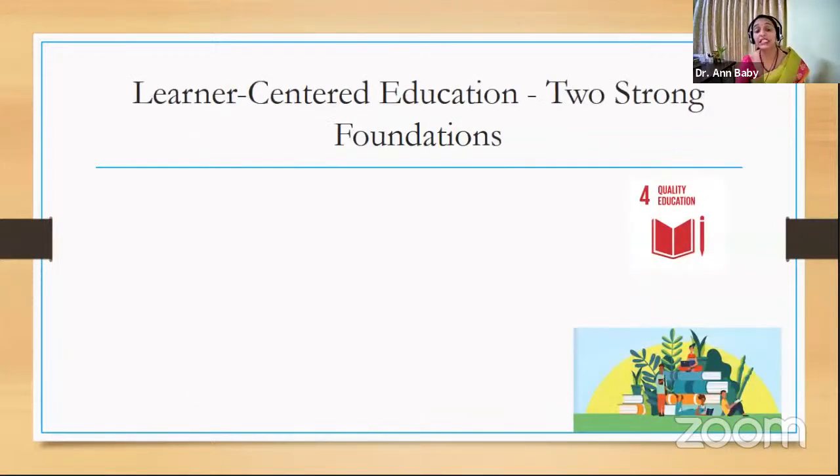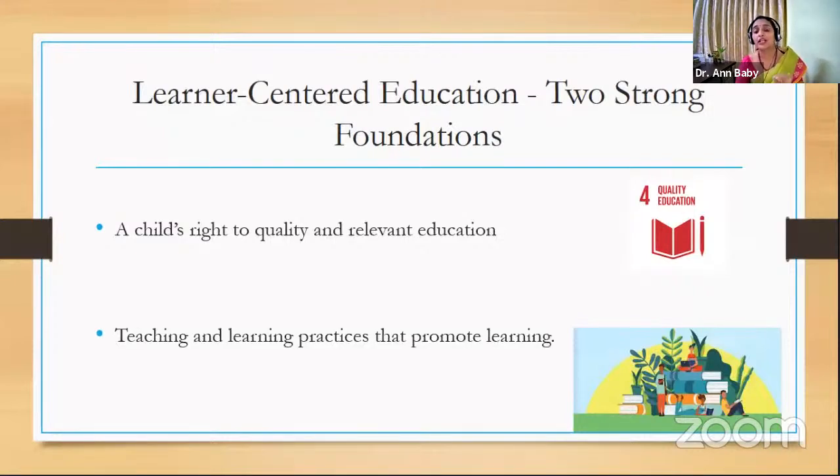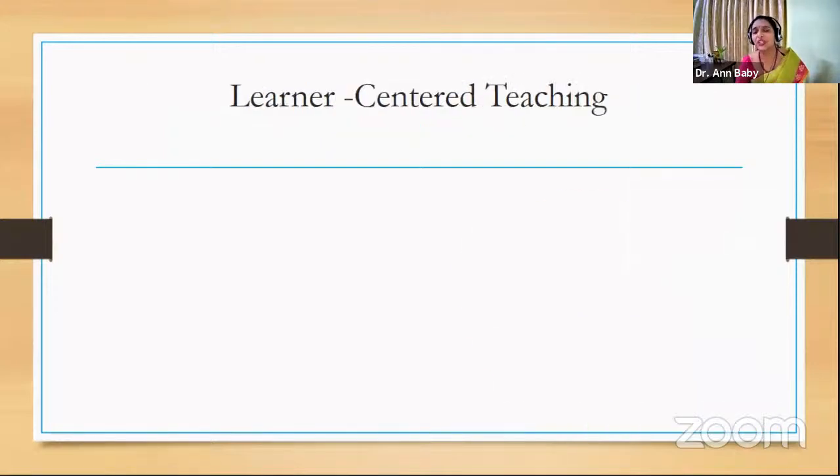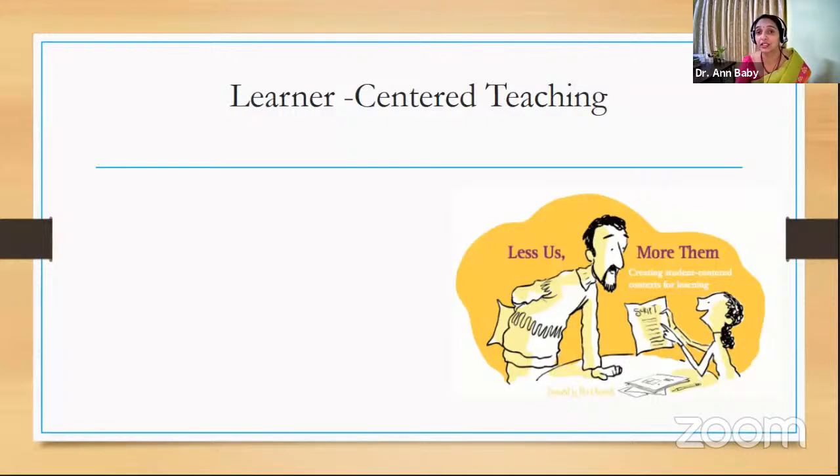Well, that is where learner-centered education comes in. Learner-centered education has two strong foundations, one is quality education. Quality education is SDG, United Nations Sustainable Development Goal number 4, providing quality education to all. And it should promote learning. Right to education and promotion of learning. Now let's see, what do you mean by learner-centered teaching? As I told you, focus moves away from the teacher to the student. It's a paradigm shift. Less of us and more of them.